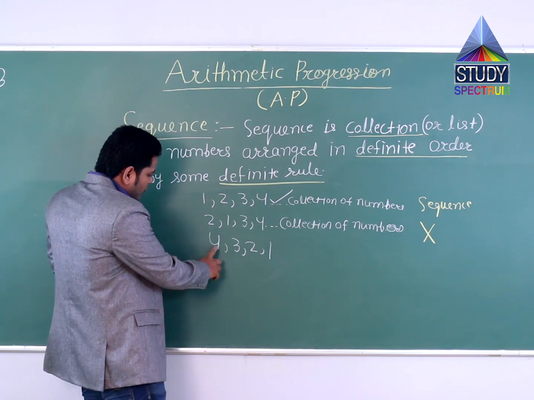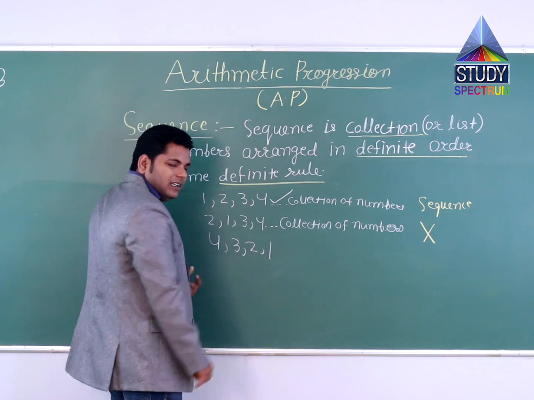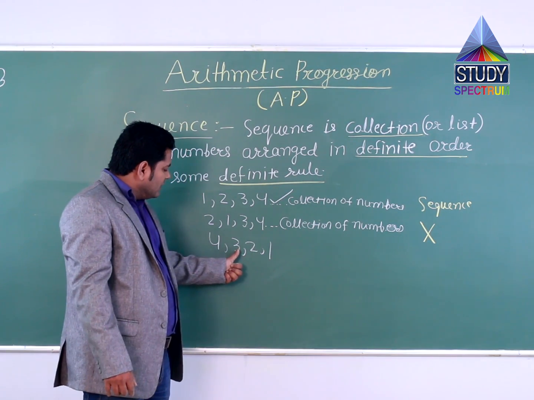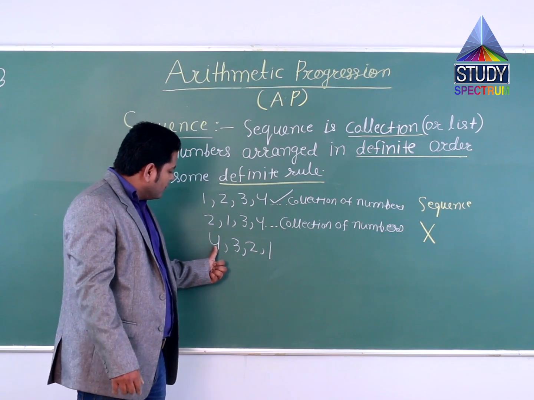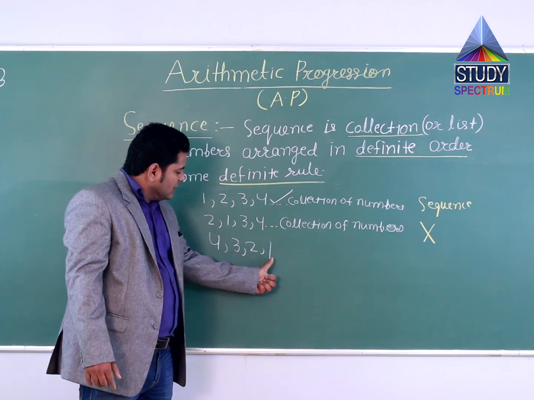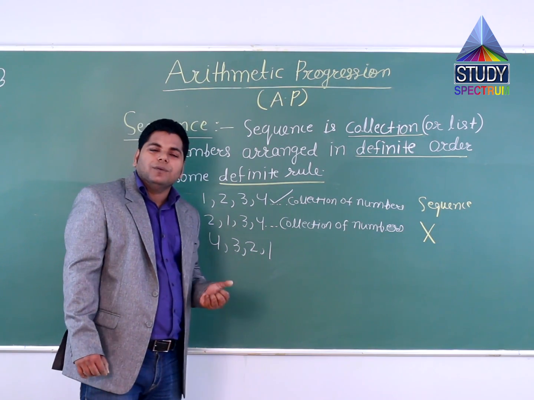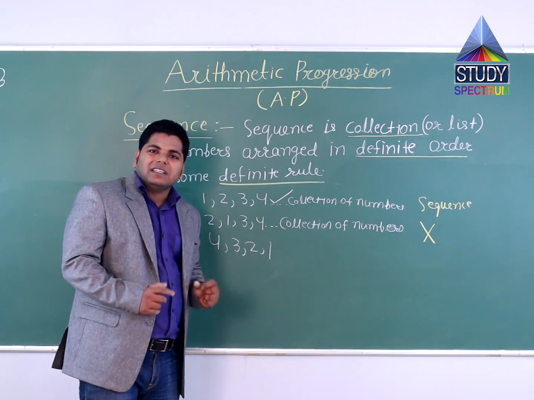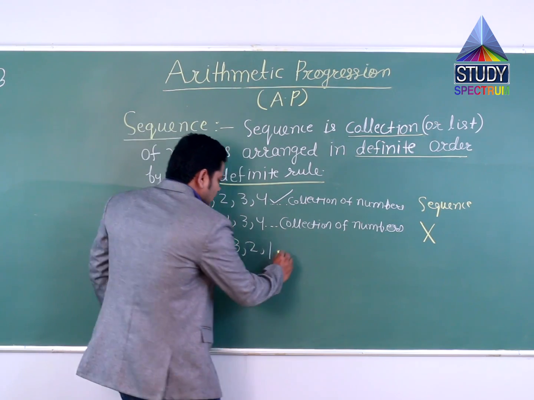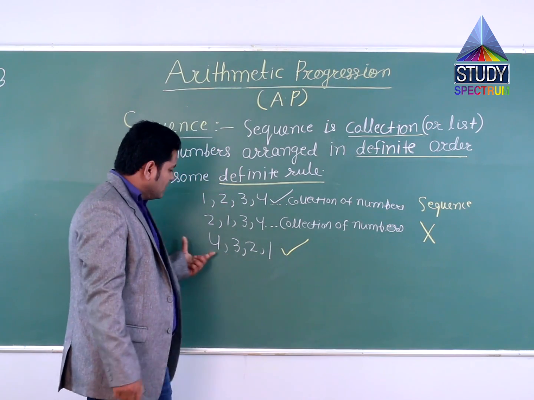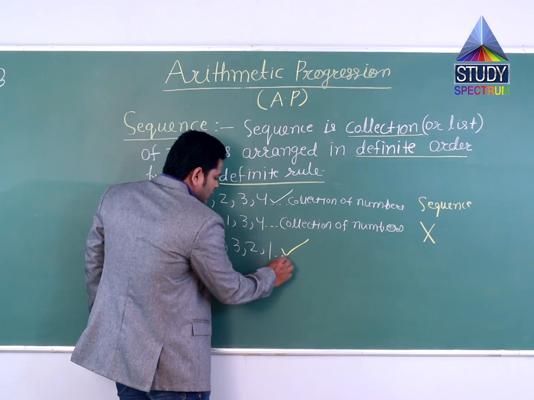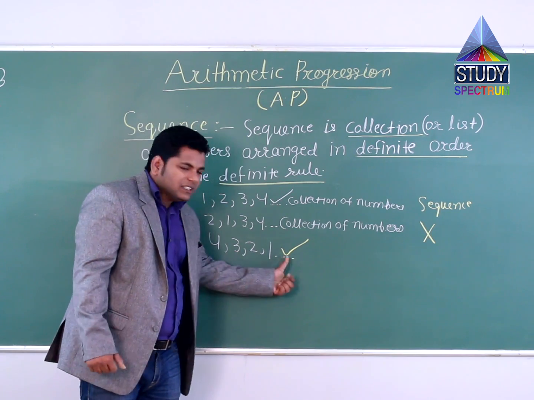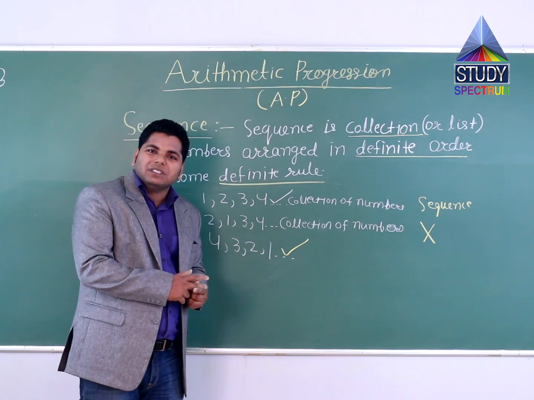Now 4, 3, 2, 1. You can easily say that 3 is 1 less than 4, 2 is 1 less than 3, 1 is 1 less than 2. It means there is some definite pattern, definite order. So this is a sequence. If you write 4, 3, 2, 1, dot dot dot, this is a sequence. And dot dot dot means you have an infinite number of terms.